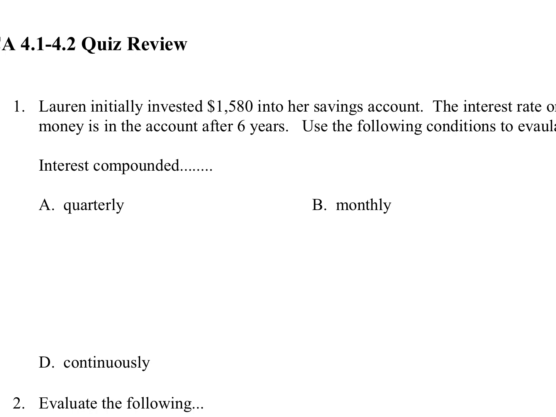That means that your formula is going to be A of T is equal to P, which is your principal, times 1 plus R over N to the power of N times T. That's for examples A, B, and C. You'll use that formula. For something like example D, you'll use A of T is equal to P times E to the power of R times T.